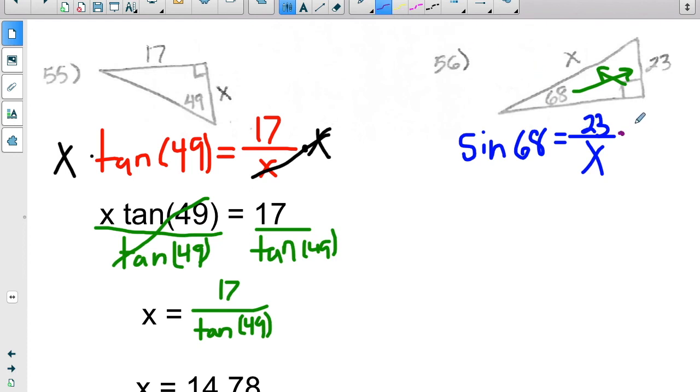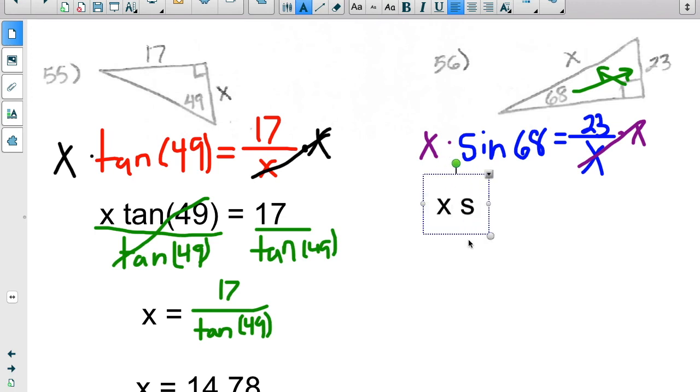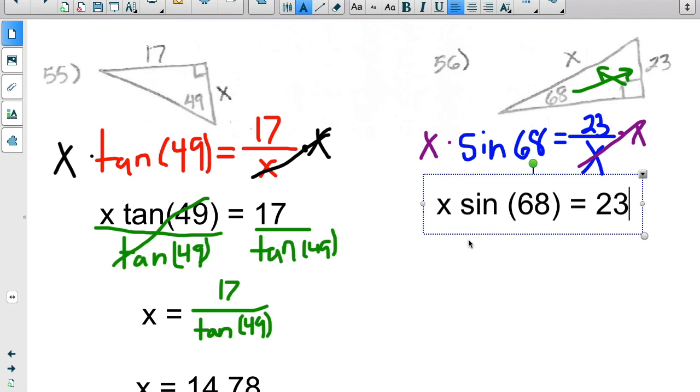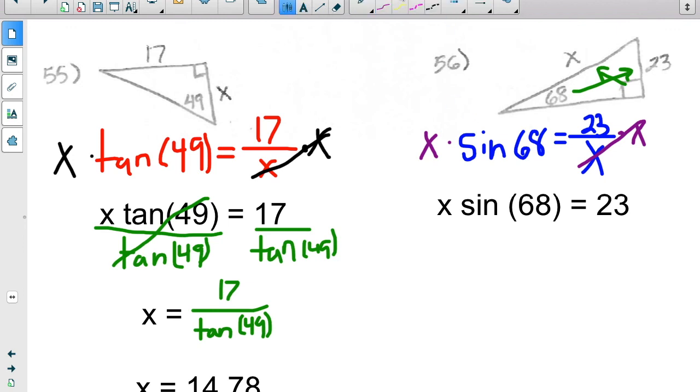Now again, just like with the last one, we're going to multiply both sides by x. Since it's on bottom, well, we really always multiply what's on bottom first. And when we do that, we get x times sine of 68 degrees is equal to 23. Well, here, just like with the last problem, x is not by itself. And since x is not by itself, we need to get it by itself. And to do that, we have to divide both sides by sine of 68 degrees.